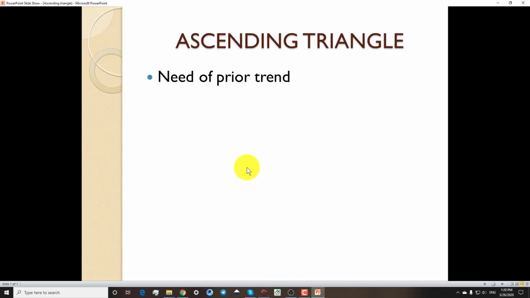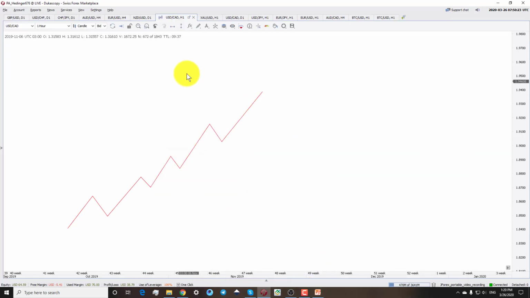And what else we need? We need a top horizontal resistance. Now this top horizontal resistance is formed when, I'll show you how it is formed. It is formed like this.